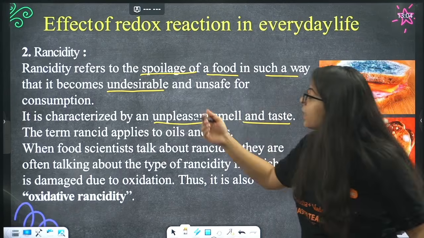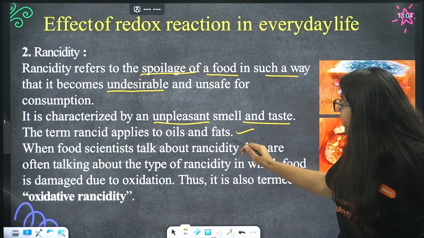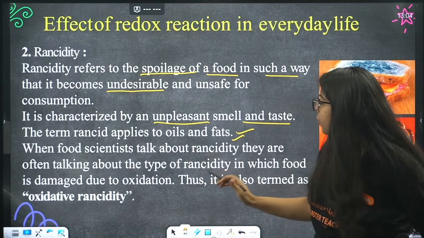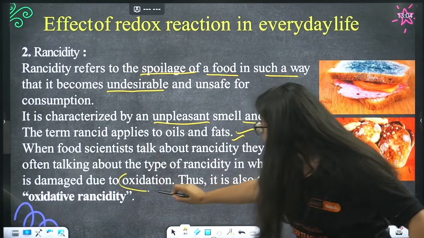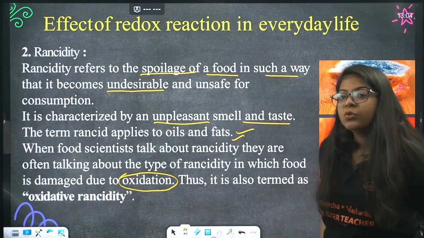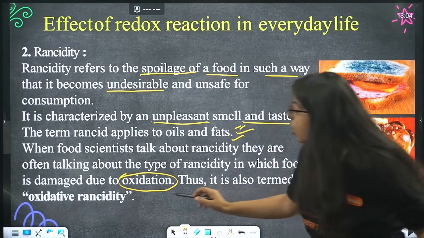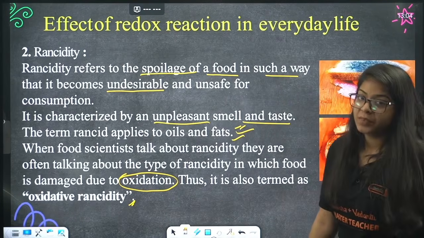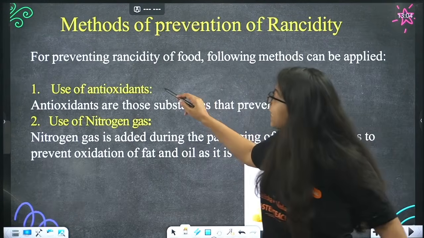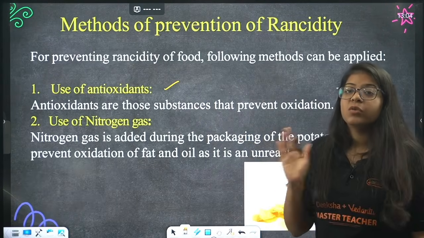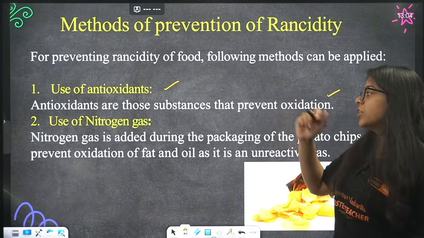Obviously, the term rancid applies to oils and fats. When food scientists talk about rancidity, they are often talking about the type in which food is damaged due to the oxidation of these fats and oils. Thus, it is also termed oxidative rancidity. How to protect against rancidity? You can use antioxidants to prevent oxidation.